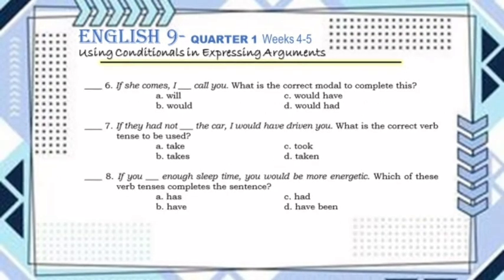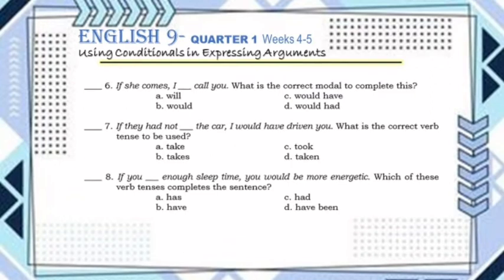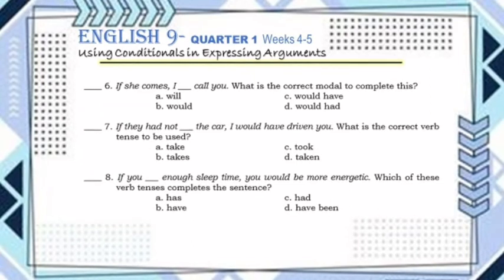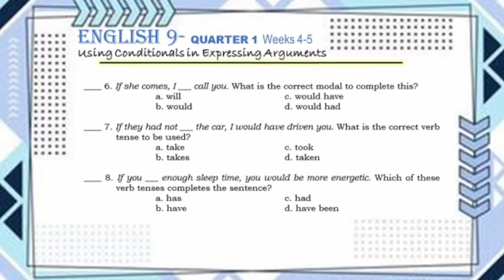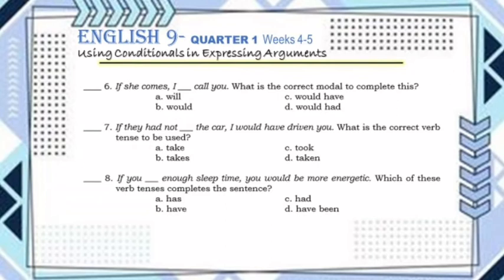Number 6. If she comes, I blank call you. What is the correct modal to complete this? A. Will, B. Would, C. Would have, D. Would had. Number 7. If they had not blanked the car, I would have driven you. What is the correct verb tense to be used? A. Take, B. Takes, C. Took, D. Taken.